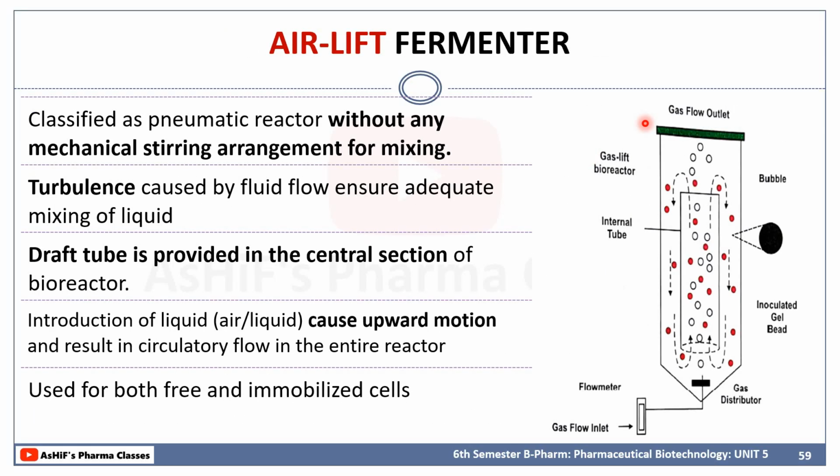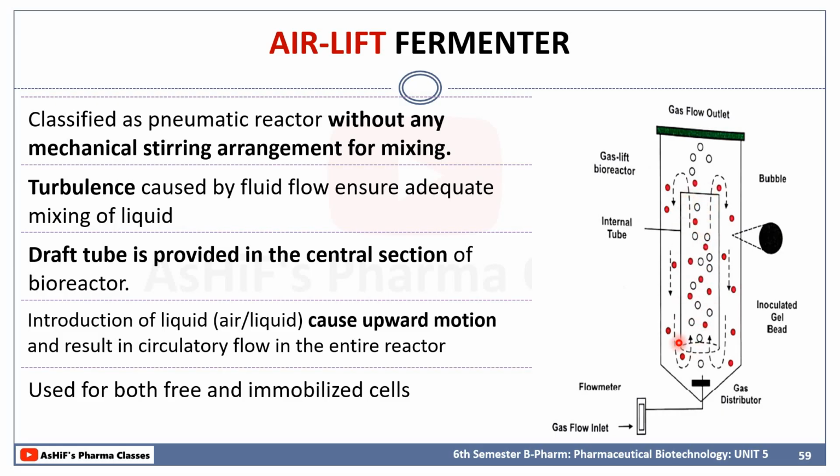Now coming to the second one, that is the airlift fermenter. So there is a difference here. Here we are not going to use any kind of mechanical stirring arrangement for mixing. So what will we use? We will use turbulence by providing inlet air from the bottom of the fermenter, which passes through the draft tube of the central section of the bioreactor.